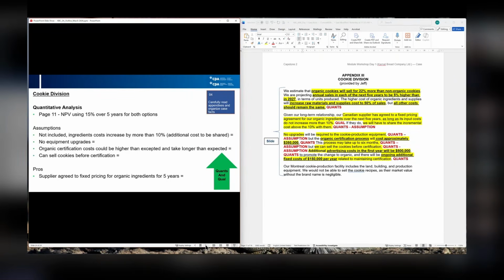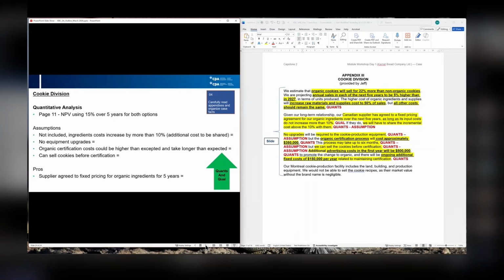So some of the assumptions that are here, I'm pulling them out. Well, we're not including the ingredients cost because if that increased more than 10%, that cost needs to be shared. There's no equipment upgrades. That might be something that'll happen. The organic cookie costs, they could be higher than expected or it could take longer than expected. And there's an assumption that they can sell the cookies before they're even certified.